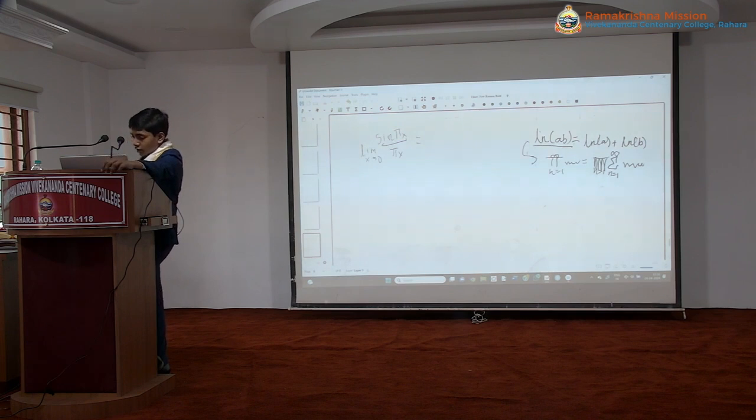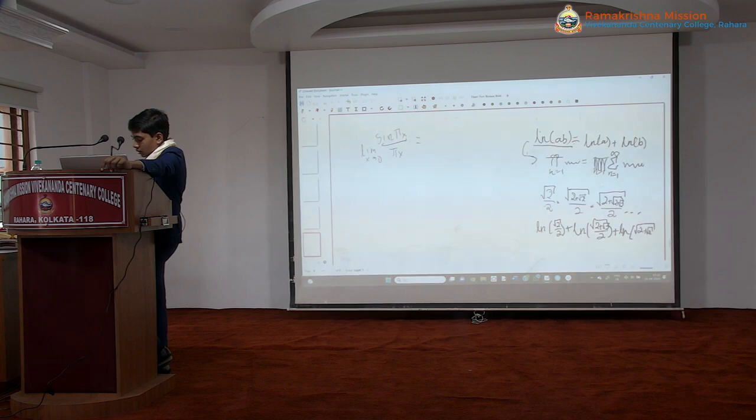Yes, we take the logarithm on both sides. So for example, if we were doing root 2 over 2 times root 2 plus root 2 over 2 times root 2 plus root 2 plus root 2 over 2, etc. Now, we're going to be taking ln of root 2 over 2 plus ln of root 2 plus root 2 over 2 plus ln of root 2 plus root 2 plus root 2 over 2, etc.